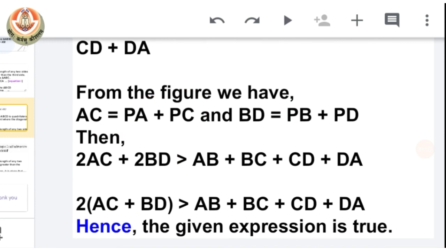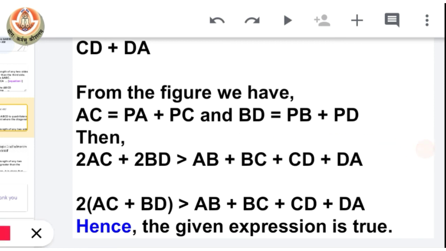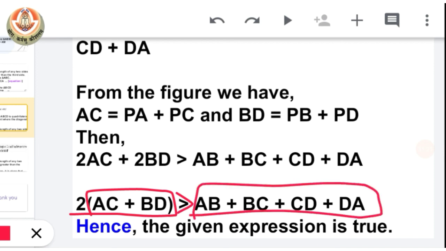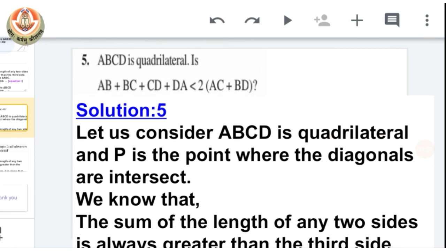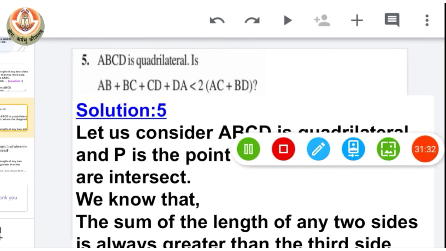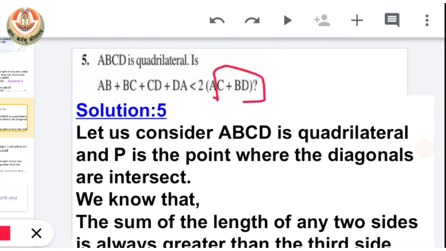Now we have this expression, but we have to prove that it is true or not. You can see here twice the sum of the diagonals is greater than the sum of all the sides of the quadrilateral, and this is what we had to prove: twice the sum of both the diagonals is greater than the sum of all the sides of the quadrilateral.